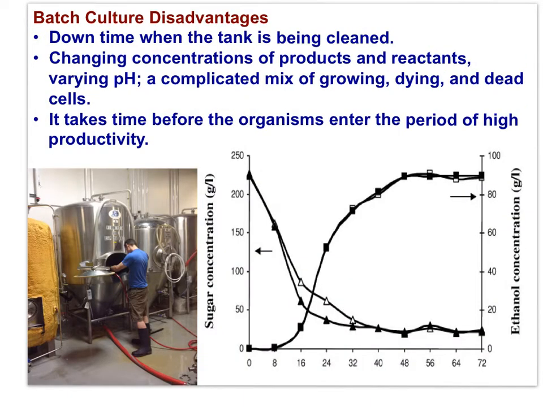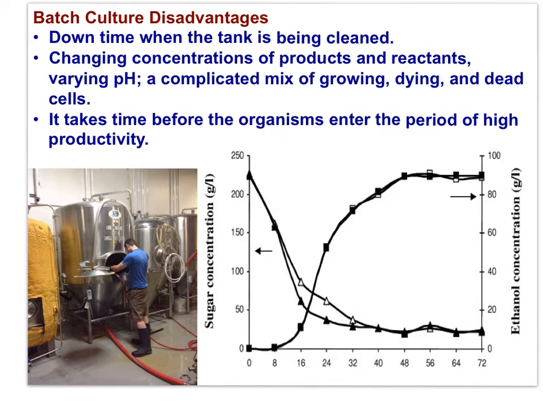There are disadvantages for batch culture relative to continuous culture. There is downtime when the tank is being cleaned, and you can see this in the left photo. Batch culture is more complex than continuous culture because of the changing concentrations of products and reactants. pH is varying. It's a complicated mix of growing, dying, and dead cells. As well, with each culture starting fresh, it takes time before the organisms enter the period of high productivity.